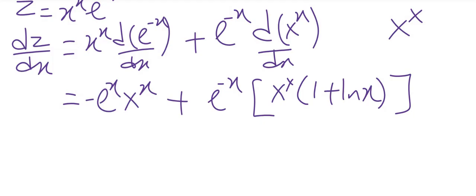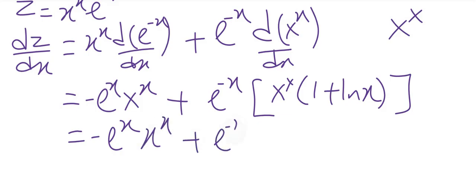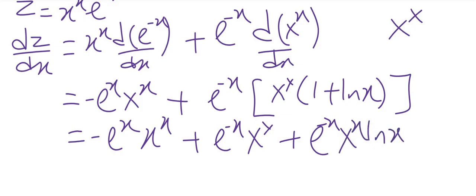Now let's expand this. I have minus e to the power of minus x, x to the power of x, plus e to the power of minus x, x to the power of x, plus e to the power of minus x, x to the power of x, ln x. I've expanded. Please take note, this is x to the power of x. Now this cancels this, negative and positive of the same number.